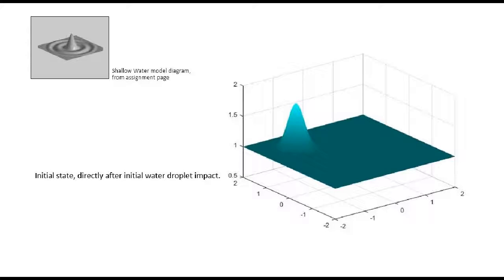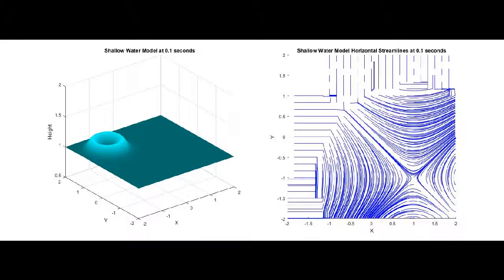Red used the shallow water equations to model a still water surface, which was simple, and then to model the ripples caused by a drop of water hitting the still surface, which was less simple.